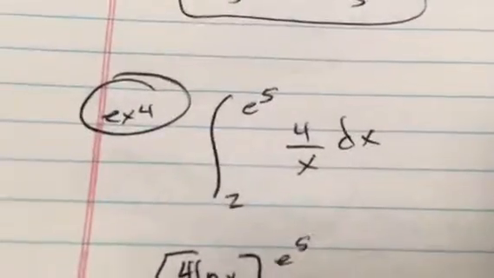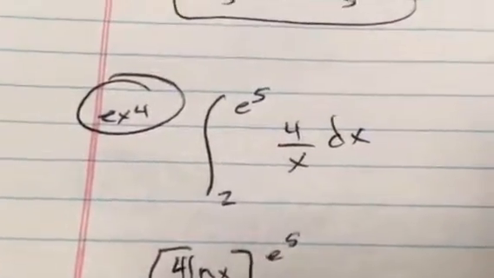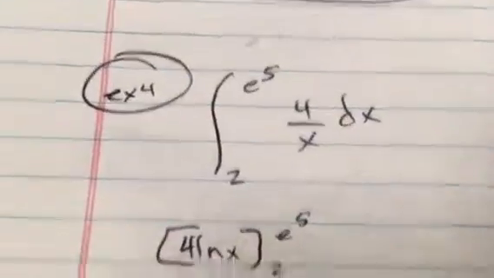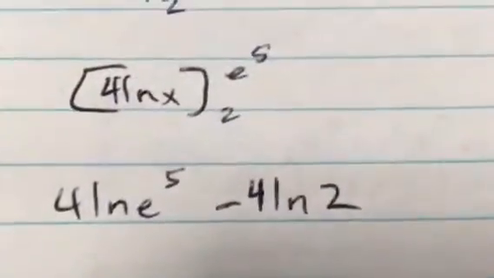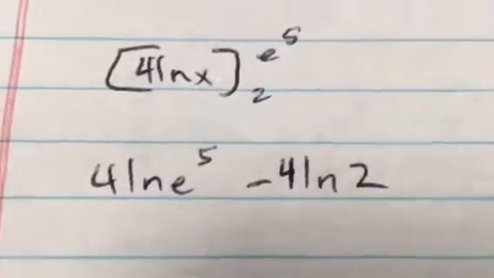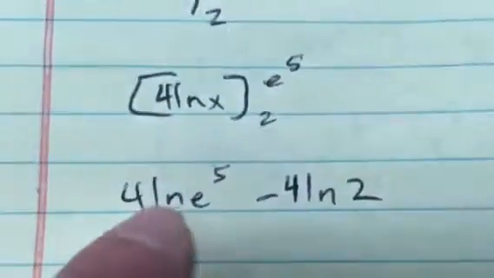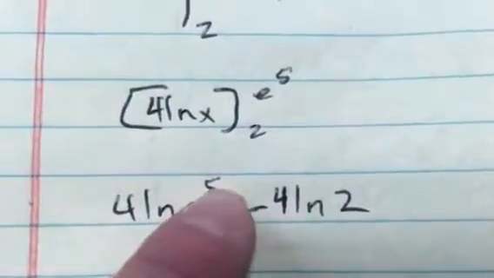Number 4, I like this question. 4 over x, it's like 4 times 1 over x, which is 4 times natural log of x. You're going to plug e to the 5th in for x, and you're going to plug 2 in for x. Now, if I plugged 1 in for x, natural log of 1 is 0. Remember, folks, this is the power rule. This is going to cancel out. Natural log of e to the x is just x.